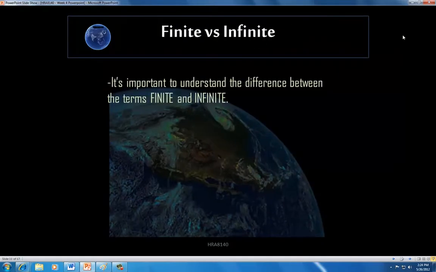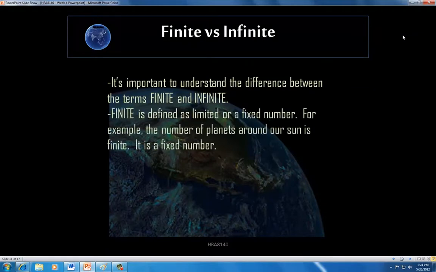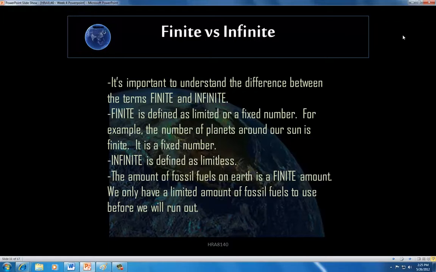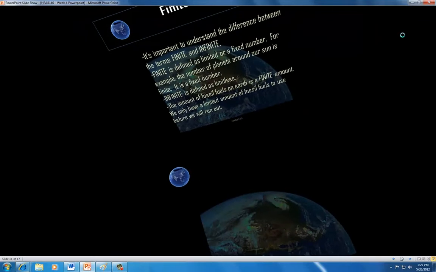It's important to understand the difference between the terms finite and infinite. Finite is described as limited or a fixed number. For example, the number of planets around the sun is finite. It's a fixed number. Infinite is defined as limitless. The amount of fossil fuels on Earth is a finite amount. We only have a limited amount of fossil fuels to use before we will run out.